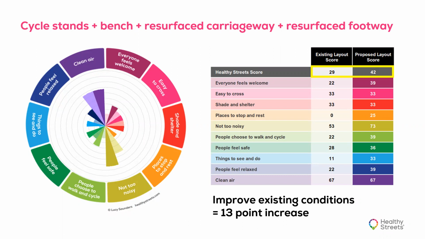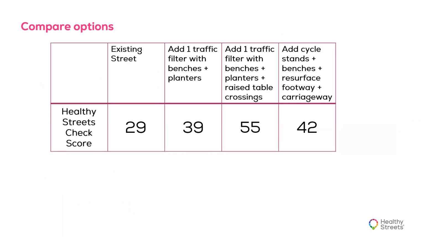in the score. So there's always things that you can do on a street to increase the Healthy Streets check score. The more ambitious you go, the more that you focus on the human experience and take those bolder measures, you'll find the more the score goes up. But what we can do is take these different options, compare them with the existing street, and use this information in conversations when we're deciding what are we going to do on the street to make it a better place for people.